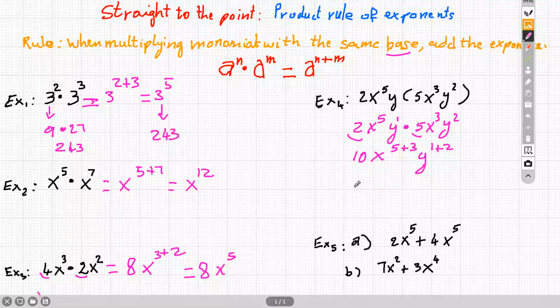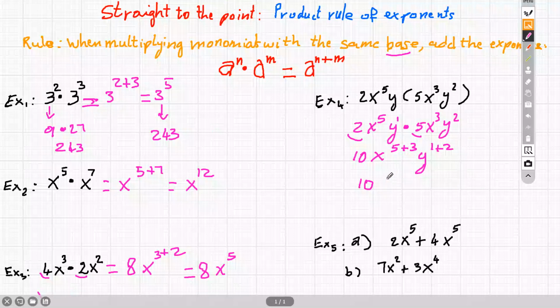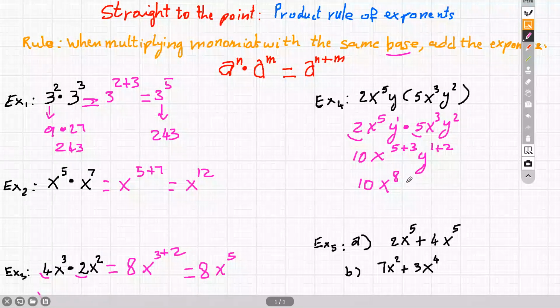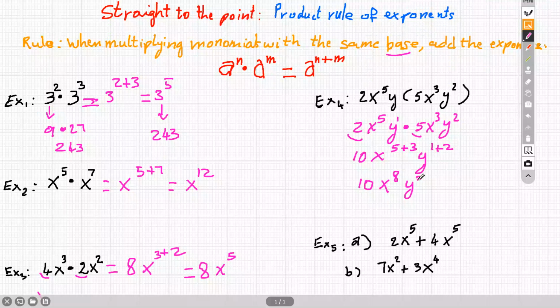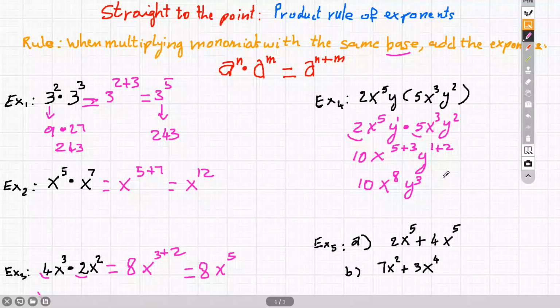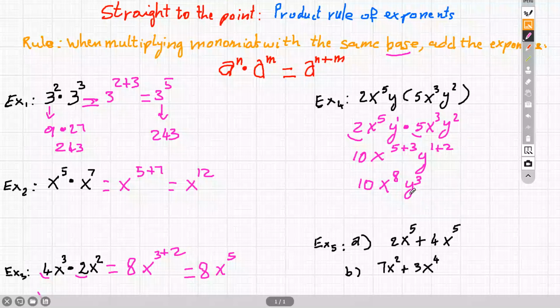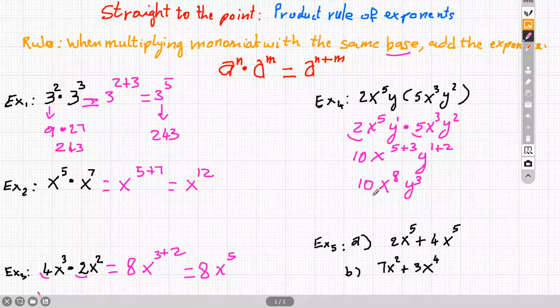The next step would be to add the exponents: 5 plus 3, that's 8, and 1 plus 2, that's 3. And then I'm done. This is as far as I can go. The base of this is x, and the base of this is y, so we cannot combine these exponents. That's as far as we can go.